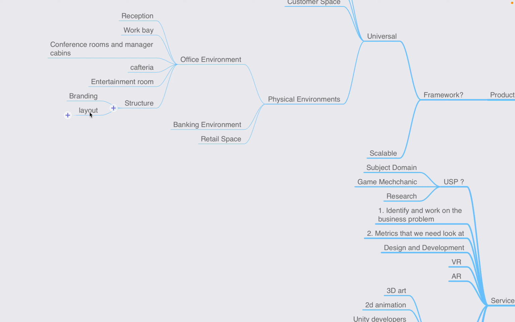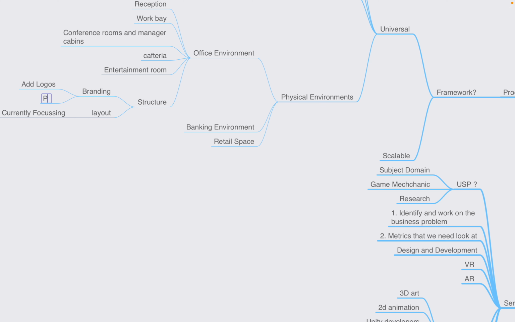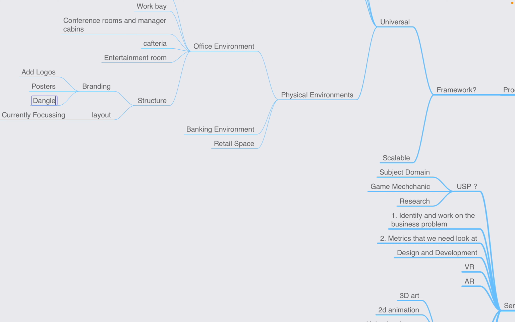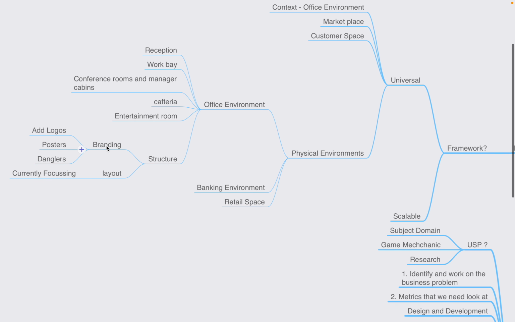So what we are not currently focusing on is this, right? Irrespective of how your layout looks, we are not really mimicking the exact space, but we are focusing on the branding, where companies would be able to add their logos. They would be able to add their posters, danglers, if it's a bank branch, right? And all of that would make it look like how an office environment of a particular company would look.